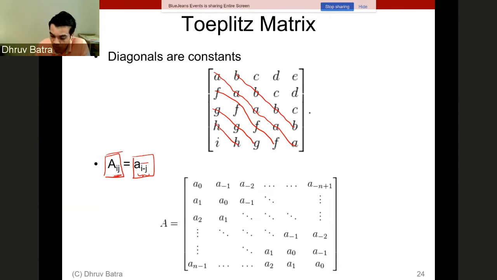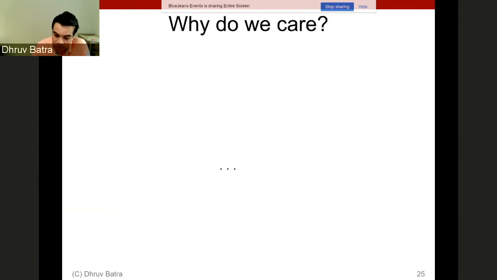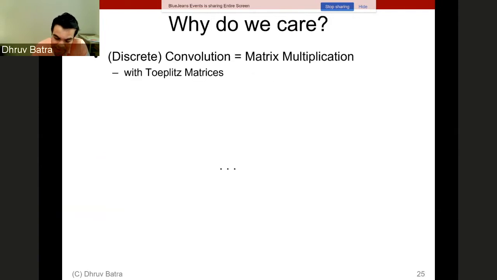You've seen this construction of Toeplitz matrices in your homework. We work you through them in the circular convolution example, for example. Toeplitz matrices are quite useful mathematical objects. For us, we particularly care because discrete convolutions can be written as matrix multiplications with the help of Toeplitz matrices. You've already shown this in your homework for circular convolutions. Here, let's just consider regular discrete convolutions, not circular convolutions.